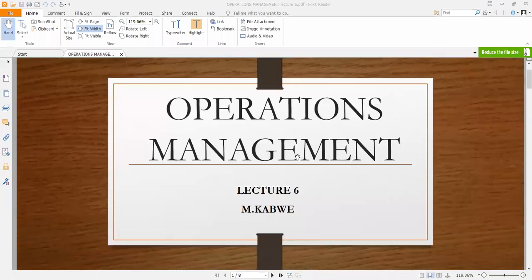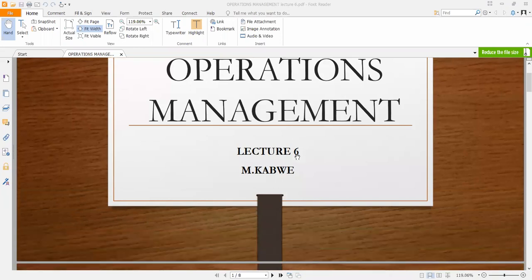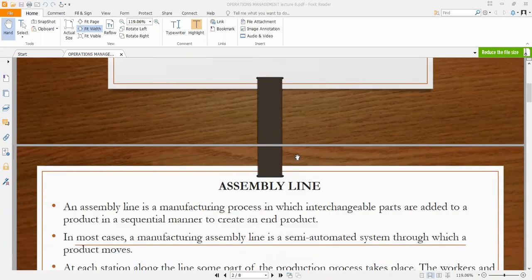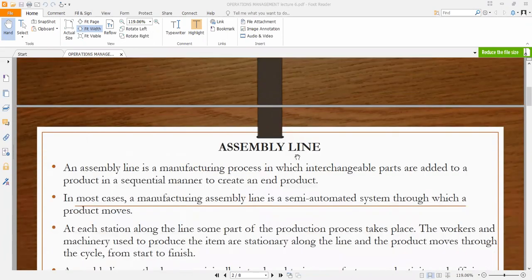Welcome to lecture 6. In today's lecture, we'll continue our discussion on assembly line. Assembly line, by definition, is a manufacturing process in which interchangeable parts are added to a product in a sequential manner to create an end product.